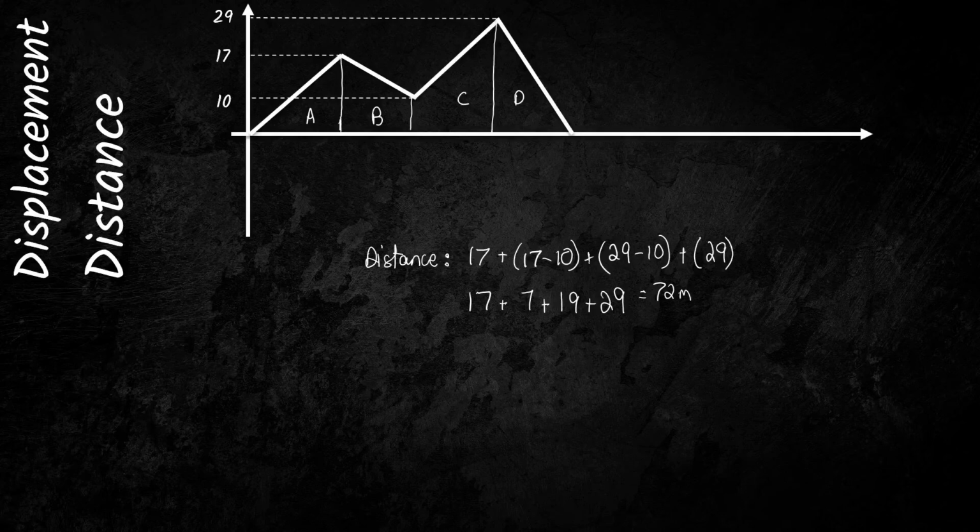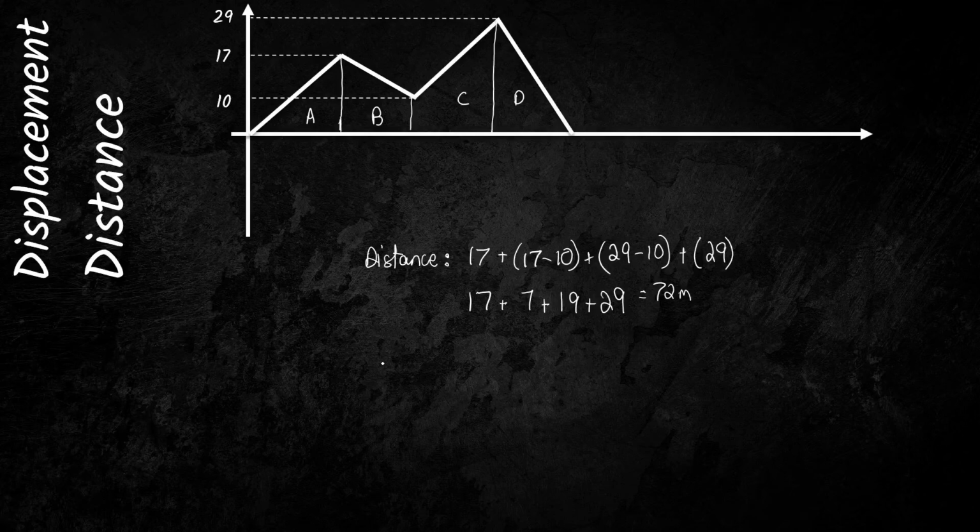And why is it 72 meters? Because it traveled a distance of 17 meters, then 7 meters, then 19 meters, and then 29 meters. So irrespective of whether it's moving forward or backward, all the distances will be added. That's something that you need to remember.